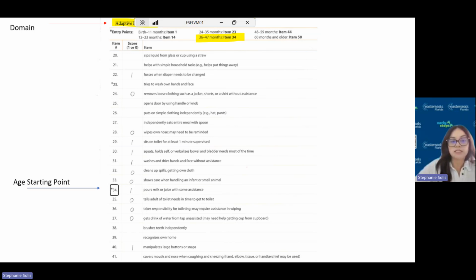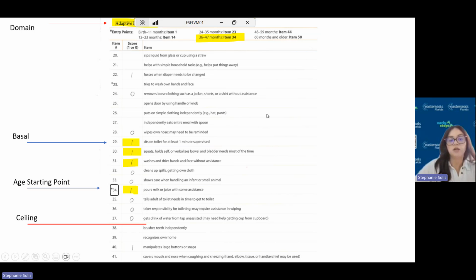Next, we're going to be finding our basal and our ceiling. Our basal are those three consecutive ones, and our ceiling is those three consecutive zeros. To find the raw score, we start counting from our basal and go all the way down, counting all the ones before we hit our ceiling. For example, here we have 29, 30, 31, and then we have one more down here. So 29, 30, 31 plus 1 is going to give us a raw score of 32. Anything the child gets below that ceiling, we're not going to count for scoring purposes.